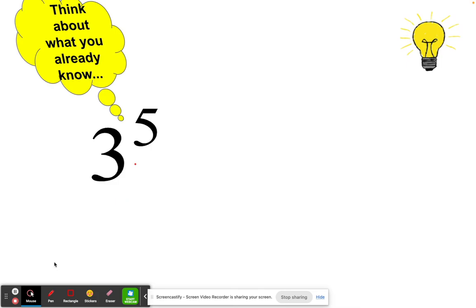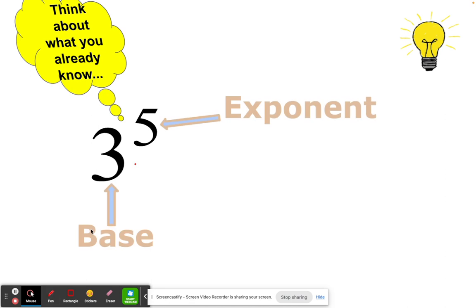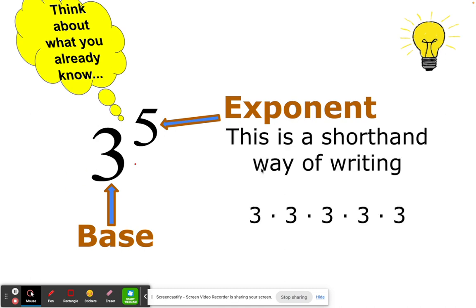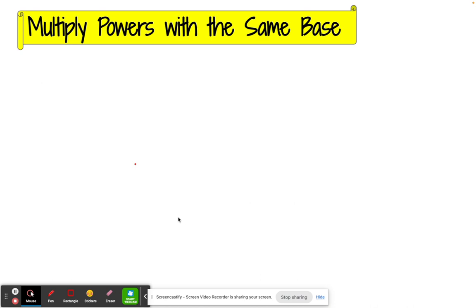So think about what we already know. We know 3 to the 5th power. With 3 as a base, my exponent's 5. That just means I'm going to multiply 3 by itself 5 times. So it's a short way of writing 3 times 3 times 3 times 3 times 3. Well, let's practice multiplying some powers with the same base.